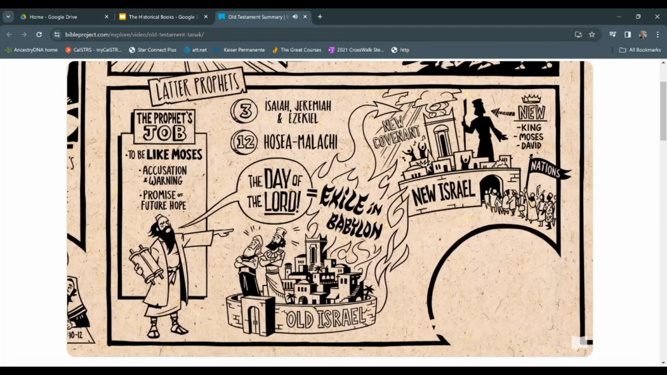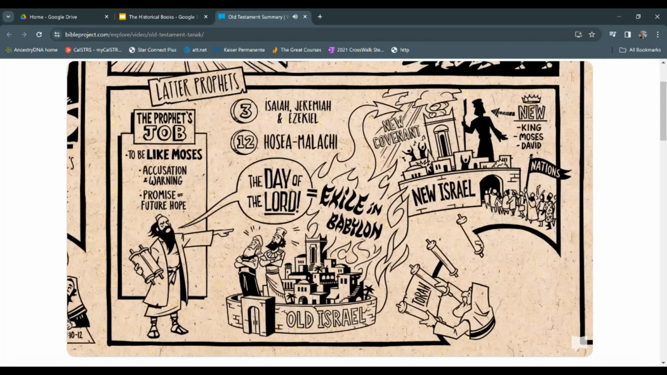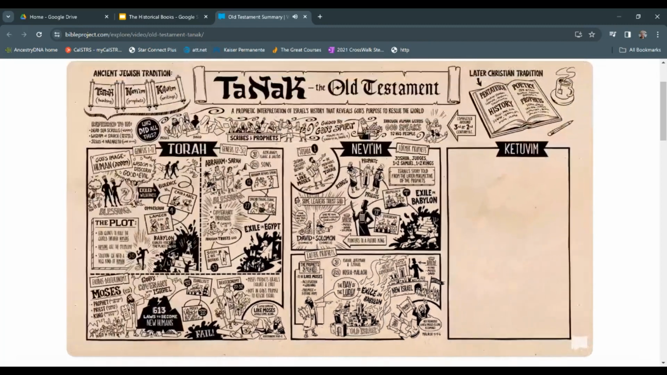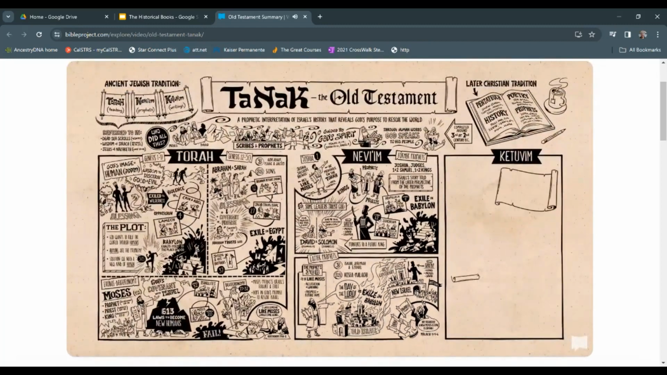The conclusion of the Nevi'im is just like the Torah. There's a note from the Tanakh's prophetic scribes. They reflect back over the whole story so far, and they urge readers to anticipate the arrival of a new Moses-like prophet, who they call Elijah. He will announce the arrival of Israel's God to purify and save his people. From here we move into the Tanakh's third and final sub-collection, the Ketuvim, a diverse collection of scrolls.